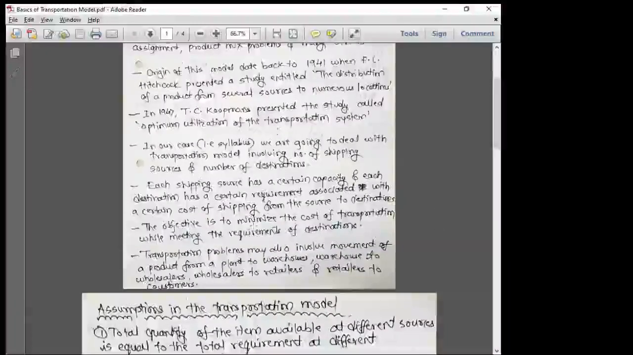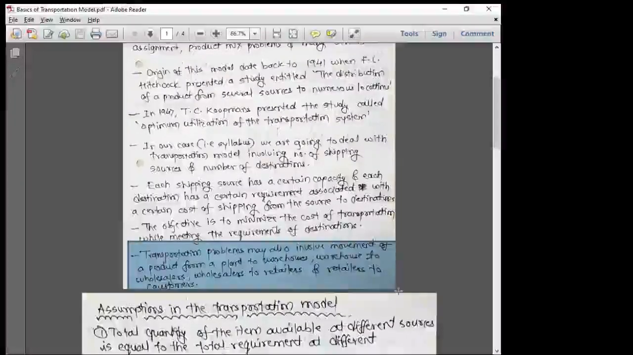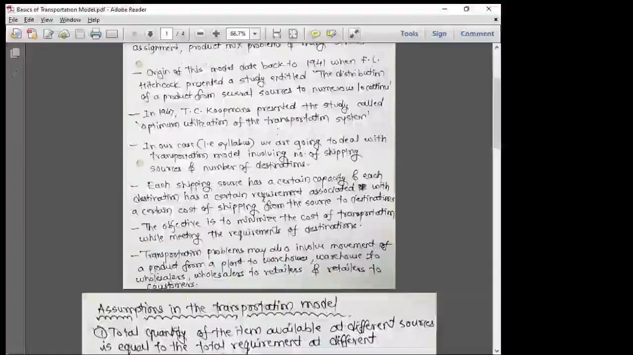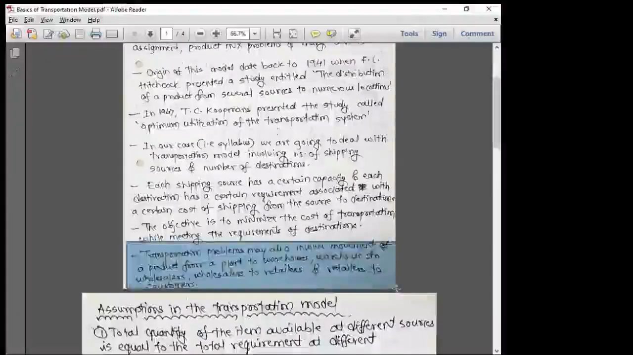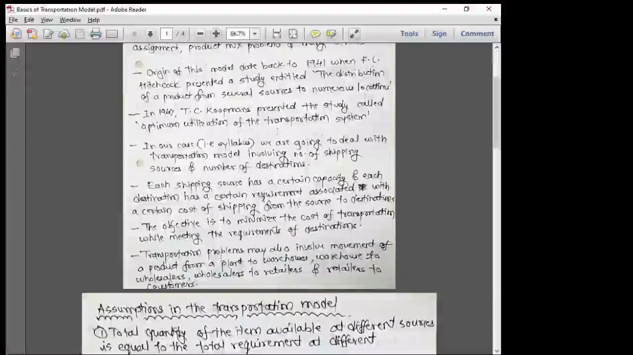Now, the transportation problem may involve the movement of a product from a plant to a warehouse, from a warehouse to a wholesaler, from a wholesaler to a retailer, and from a retailer to a customer. So the transportation model can be framed in this format. Where you have a plant, which is a source, and a warehouse, which is a destination, this is one type of problem that we have.